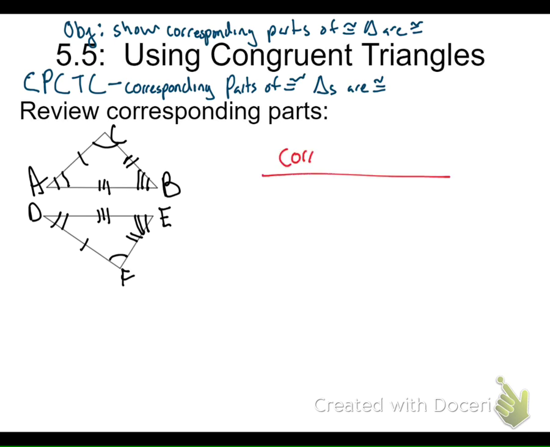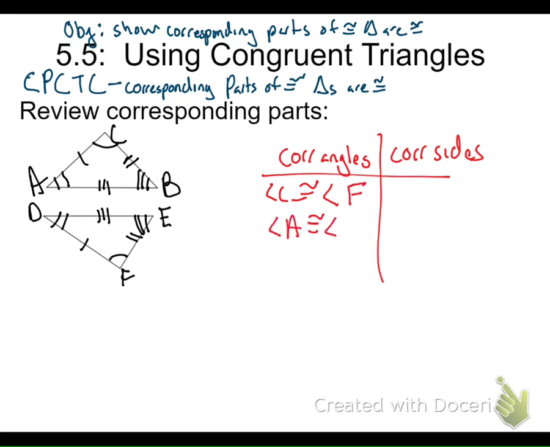So corresponding angles, corresponding sides. So we start with the one congruent mark. We have angle C, which is congruent to which angle? F. We have angle A, which is congruent to angle D. And we have angle B, which is congruent to angle E.